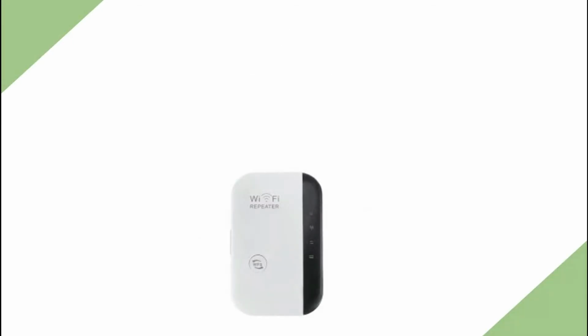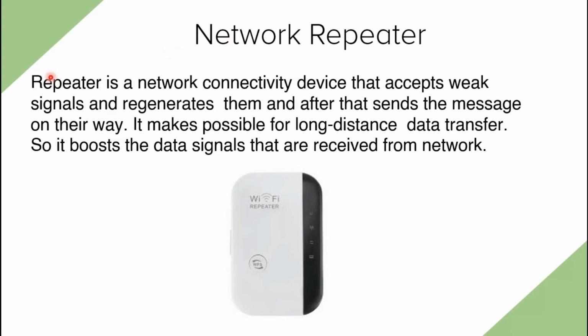Now let's see about a Wi-Fi repeater or network repeater. Actually, repeater is a network connectivity device that accepts weak signals and regenerates them, and after that sends the message on their way. So it makes possible for long distance data transfer, and it actually is used to boost the data signal that is received from the network. It is used to amplify the signal, and it restores the signal for long data transmission as well, and it attempts to preserve signal integrity and extend the distance over which data can safely travel.